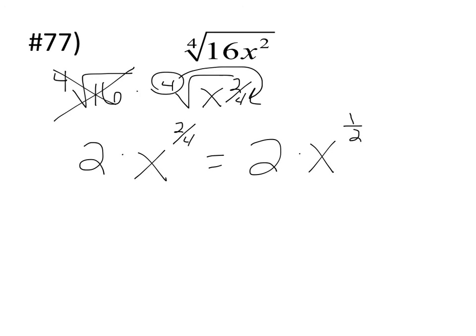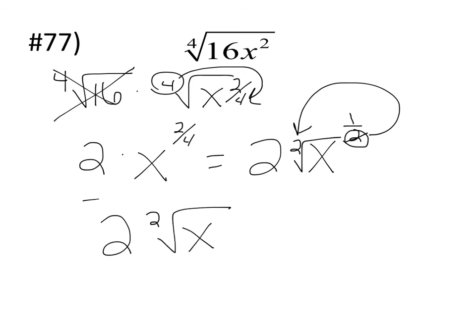But they want it in radical notation, so you need to bring this 2 back around the front, make it my index, add my radical. So then you have 2 square root of x to the first power, but we don't need to write that.